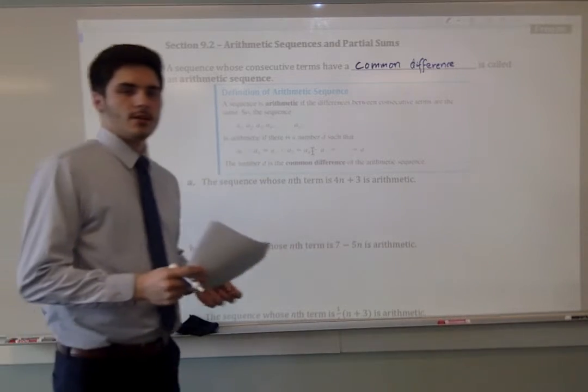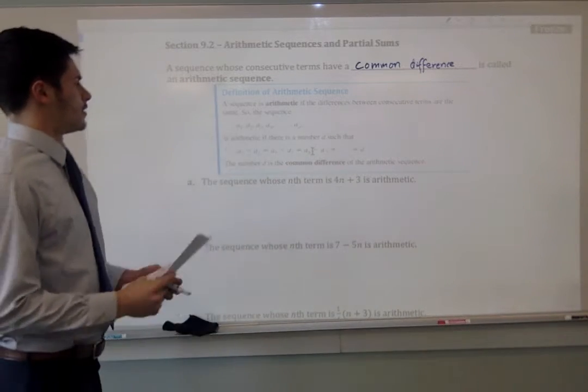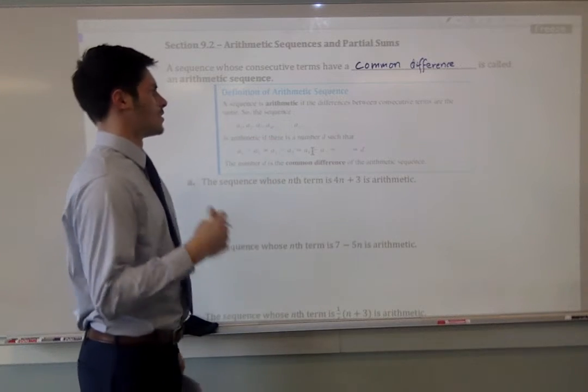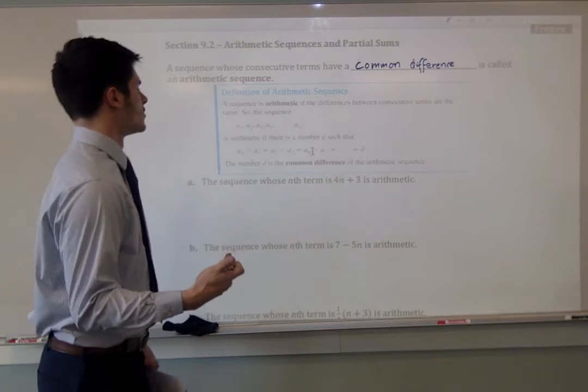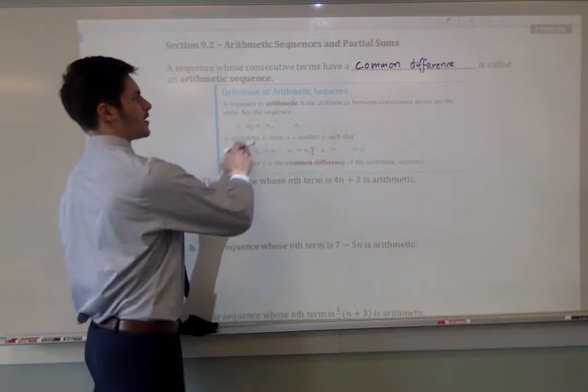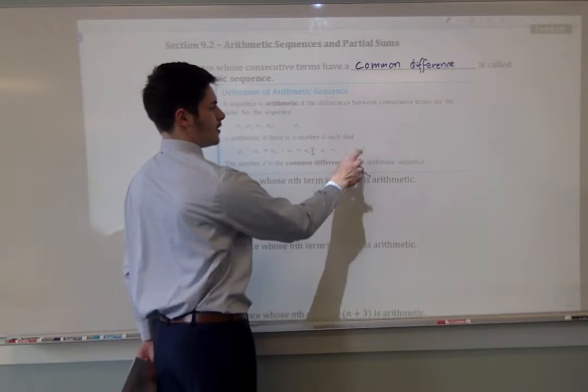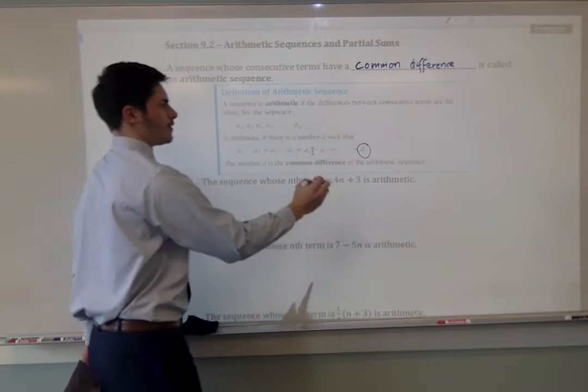And so what that means is kind of like what we look at here. We have A1, A2, A3, A4, and that's just the consecutive terms of the sequence. But we know that it's arithmetic if it has a common difference, which is what this is saying right here. So D is going to be our common difference.